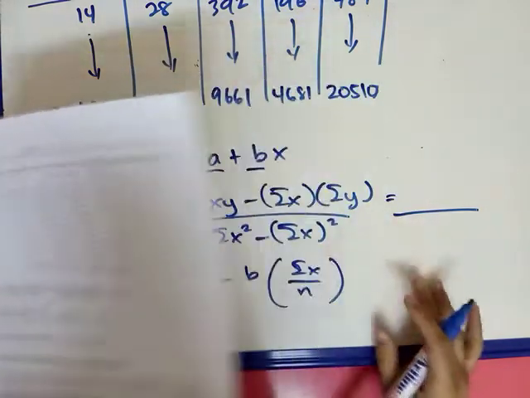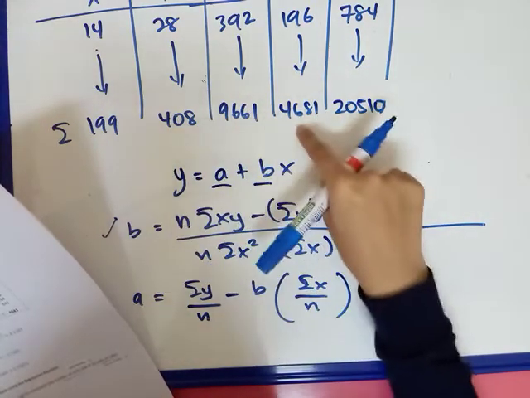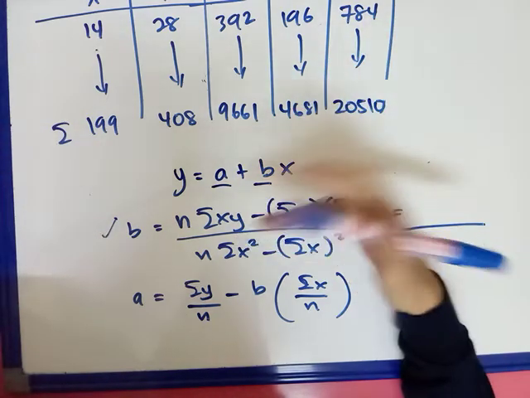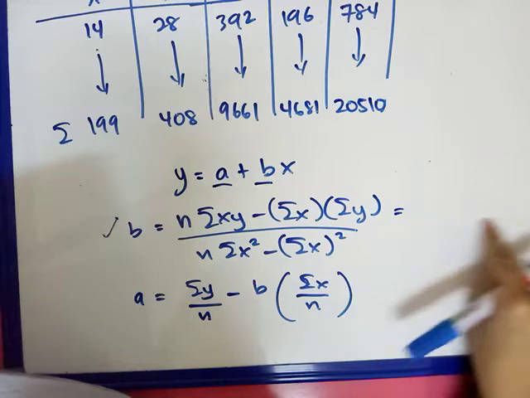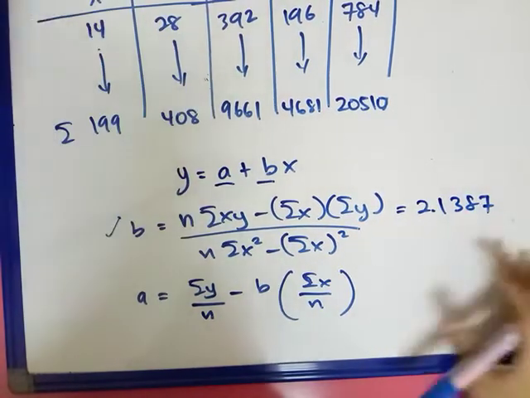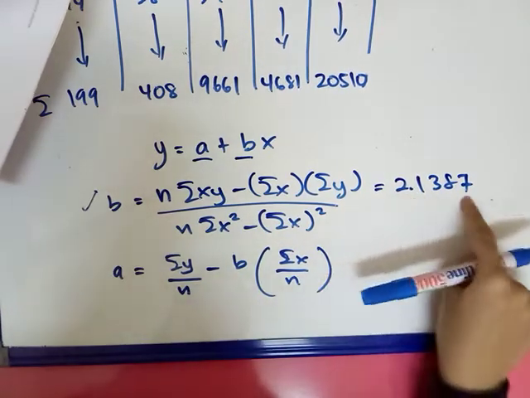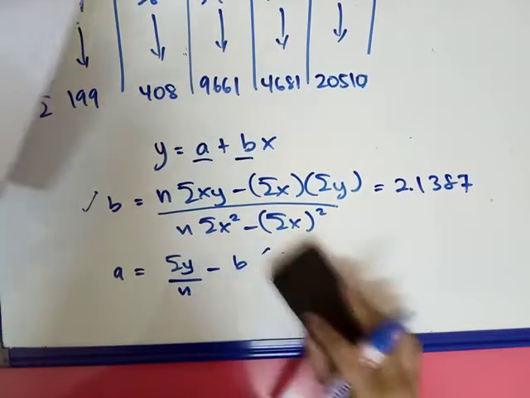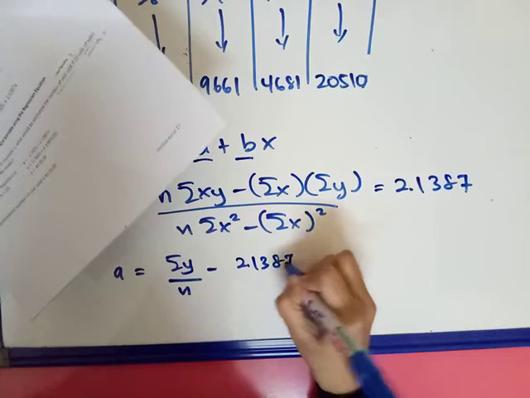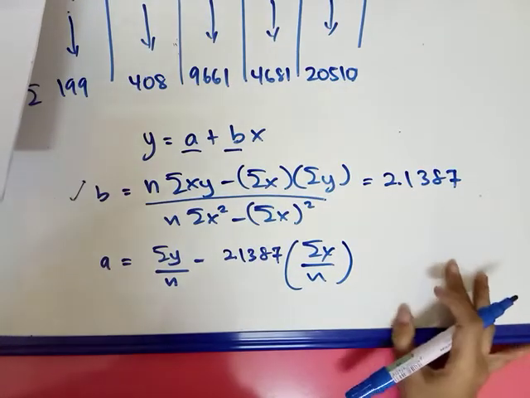Okay, so kita dah ada total up dia. Total x, total y, xy, x square, y square. Then when you need to find the value for b, just substitute into the formula. For example, you get the value for b is 2.1387. Okay, this is the value for b. And then, to get the value for a, substitute the value for b here. For example, kita substitute 2.1387 times total x divided by n.